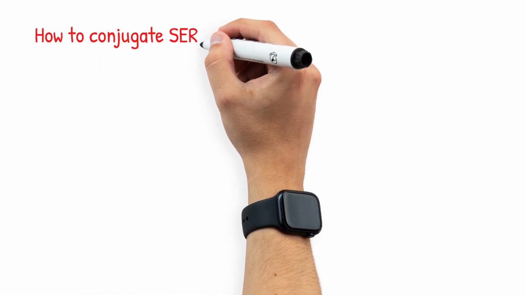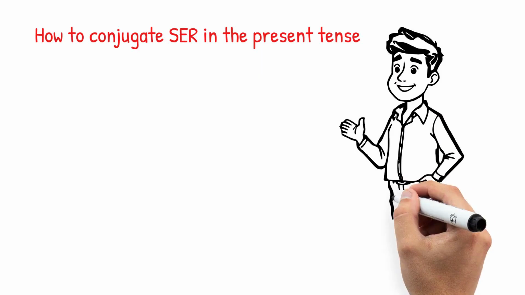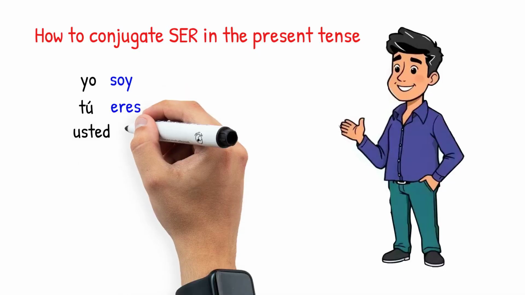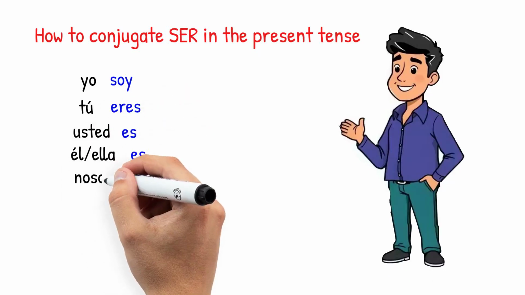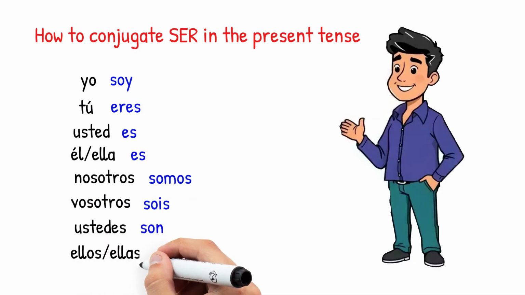Now let's conjugate ser in the present tense. Yo soy, tú eres, usted es, él, ella es, nosotros somos, vosotros sois, ustedes son, ellos, ellas son.